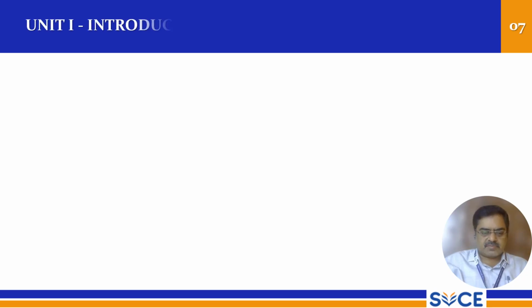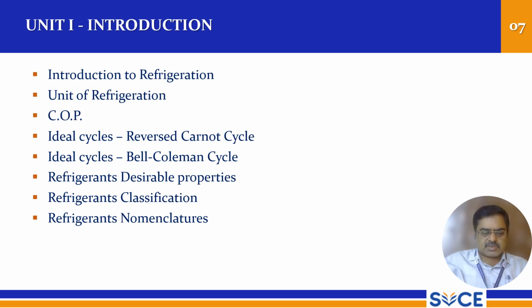This is the content for the first unit. Introduction to refrigeration, unit of refrigeration, COP, ideal cycles, reversed Carnot cycle, Bell-Coleman cycle, refrigerants and their desirable properties, refrigerants and their classification, refrigerants and their nomenclature. So these are the contents for the first unit. Once I start refrigerants, I can complete all these topics, that is desirable properties, classification and nomenclature of refrigerants, in one session. So this is the first unit content, students.